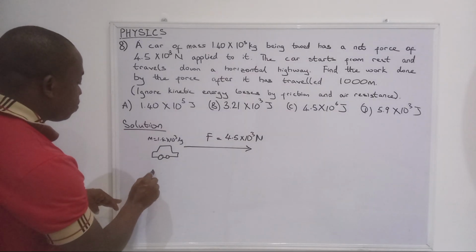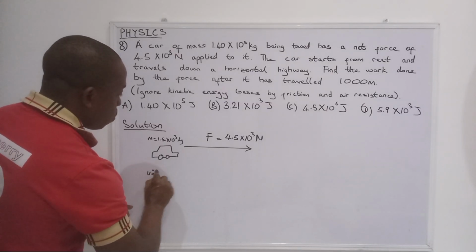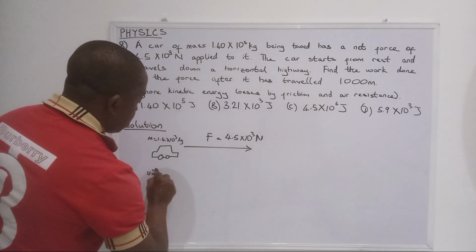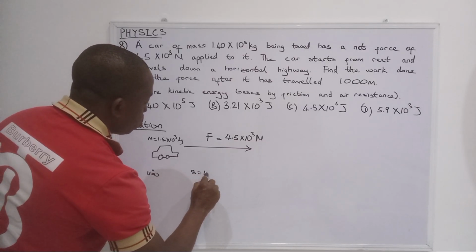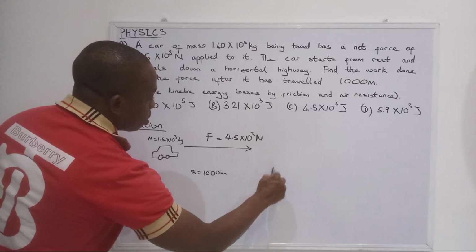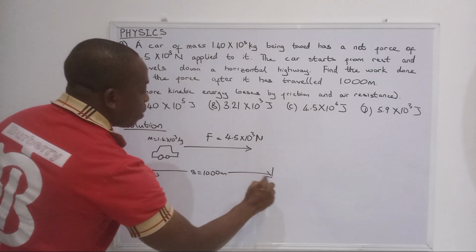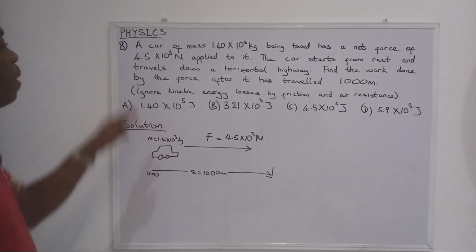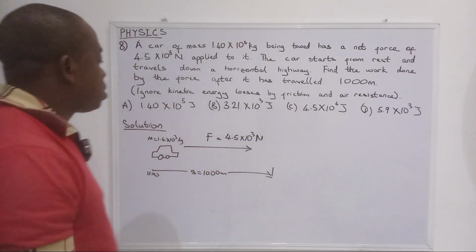So let's say it starts from u equal to 0 and travels for 1,000 meters. So let's say distance s is equal to 1,000 meters, right? Let's just imagine it ends there. So we're asked, find the work done by the force after it has traveled 1,000 meters.